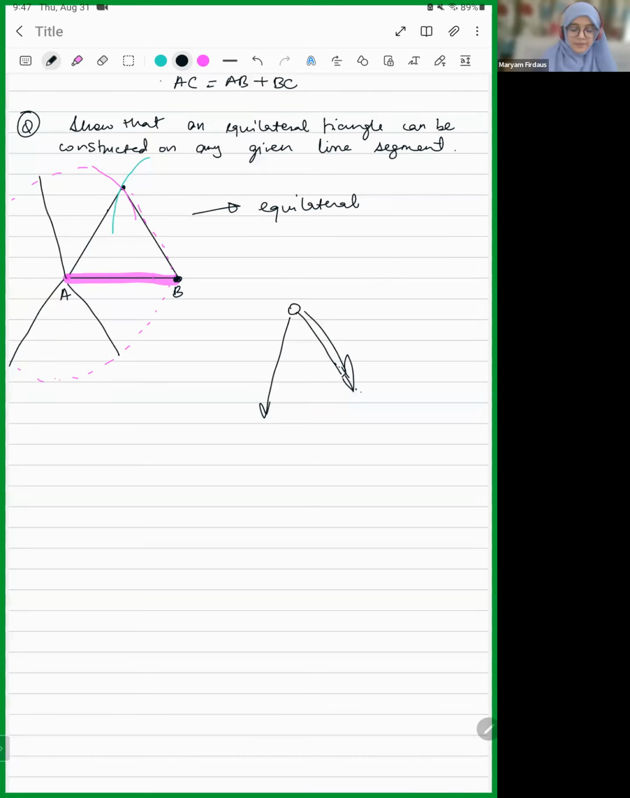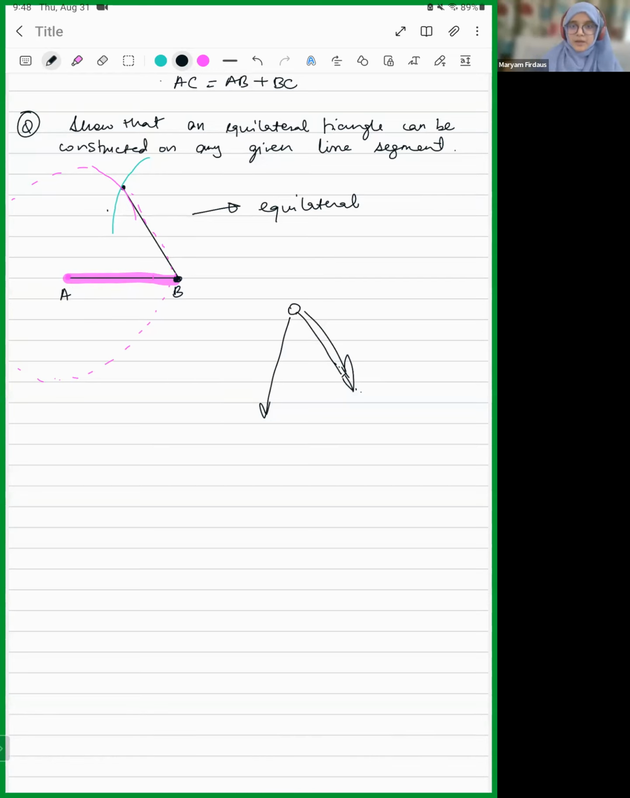Will postulate 3 be applied here? Postulate 3. What is the statement of postulate 3? A circle can be drawn with any center and any radius. Yes, so we are applying this postulate, and we are applying one more thing. A circle can be drawn with any center and any radius. That is why we are allowed to draw this circle over here. Got it?